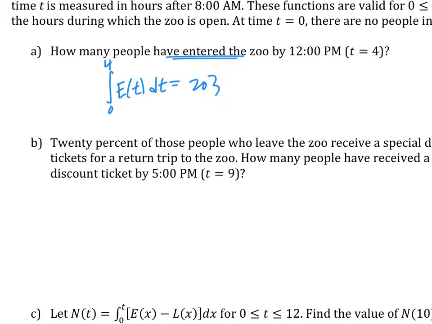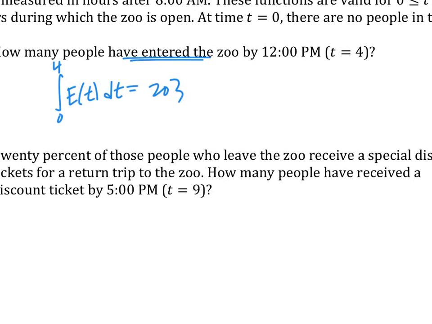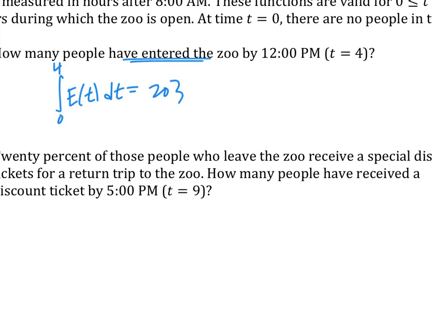The second part we started, I don't think we finished. 20% of the people who leave the zoo get a special discount for a return trip to the zoo. How many people have received a discount by 5 p.m., which is t equals 9? So you have to figure out how many people have left the zoo by t equals 9, and then take that number and multiply by 20%. If you have not finished that, go ahead and finish it. Let me know when you're done.